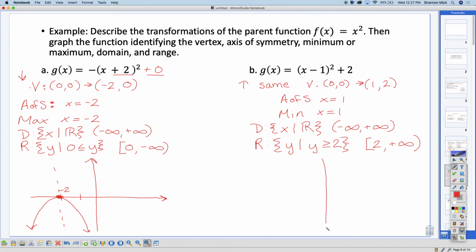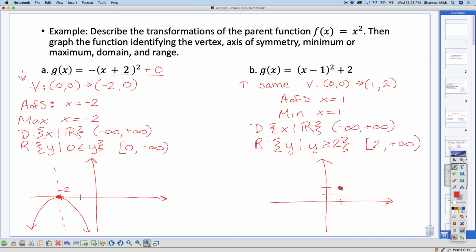Definitely wrong. You think we're wrong? Well, the way that you've been talking, we're definitely wrong. Okay, so the vertex goes to where? 1, 2, right? So 1 and 1, 2. Yeah. So there's my vertex. And it's the same as the parent function.